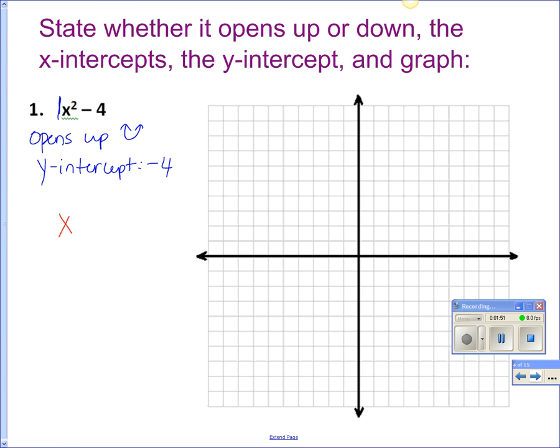So we have x squared minus 4. That's the original problem. It's got 2 parts, so we're going to split it. X squared splits into x and x. 4 splits into 2 and 2. Since it's a minus, my signs are going to be different. And then I'm going to set each one equal to 0.